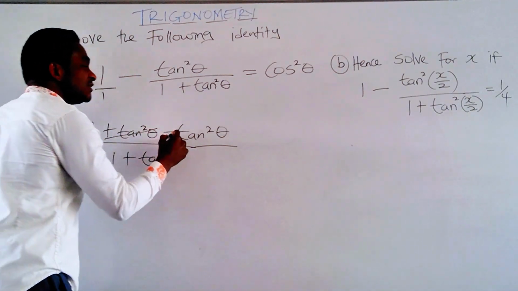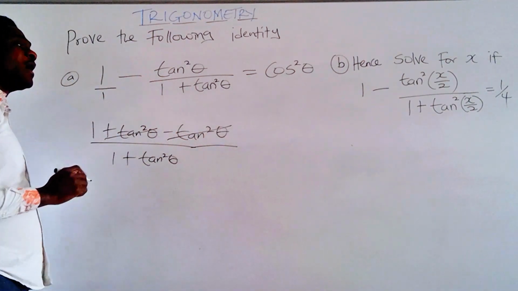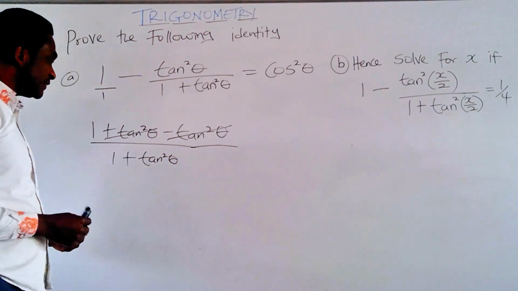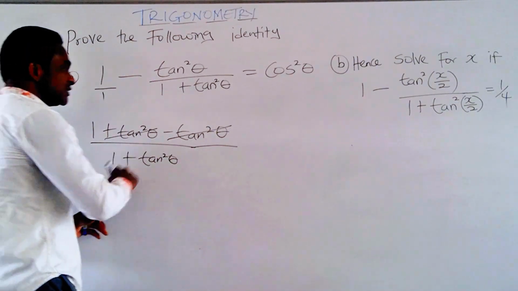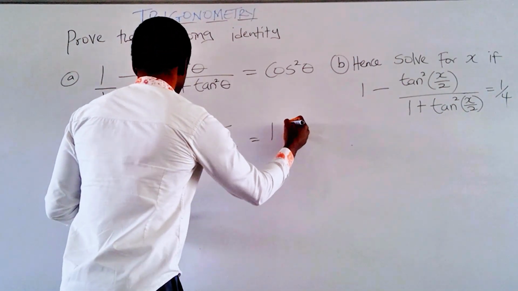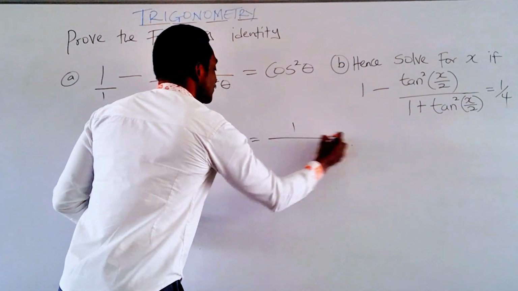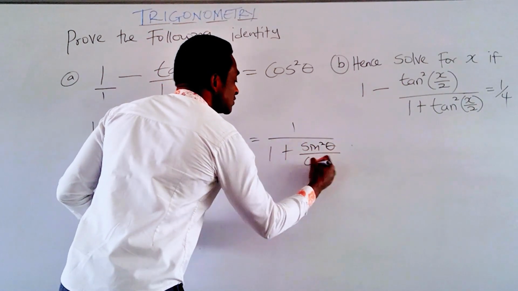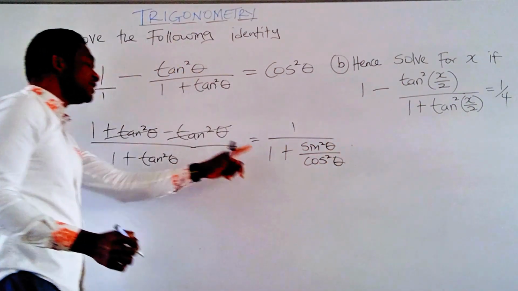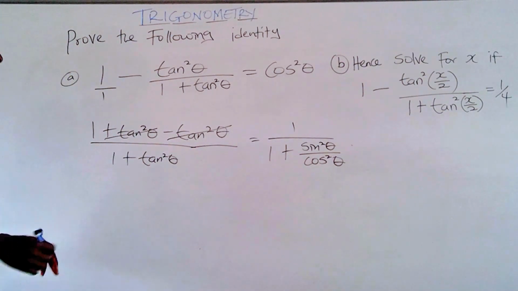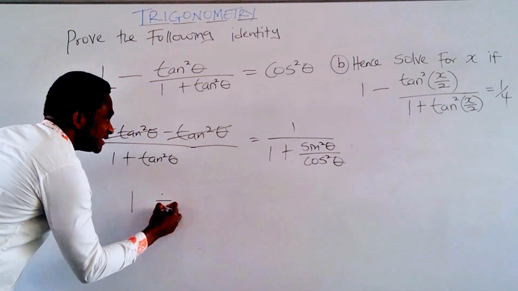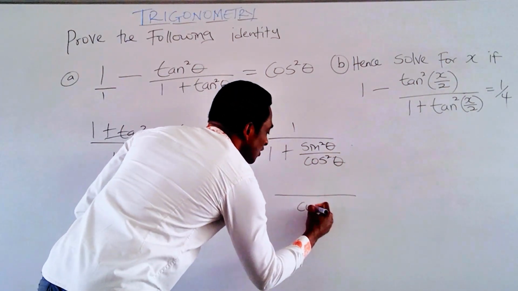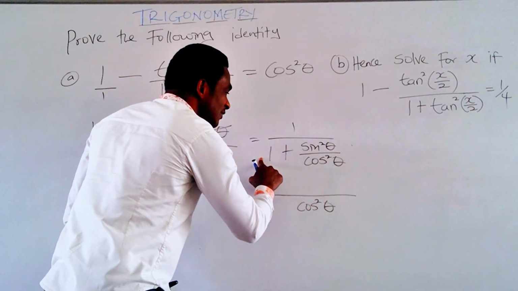Now, plus tan squared theta minus tan squared theta, we have only 1 left in the denominator. Let's move further. If this is what is left in the denominator, this is also equivalent to 1 divided by 1 plus sine squared theta over cos squared theta, which is the identity for tan squared theta. So we have 1 divided by, if we take the LCD here, look at this. The LCD is cos squared theta for the denominator alone.